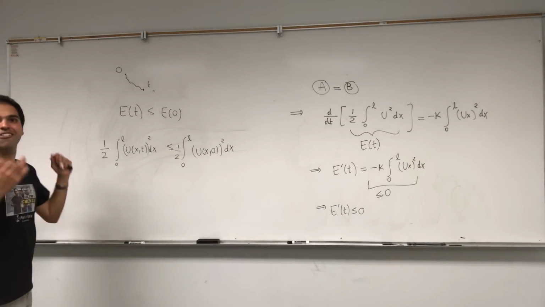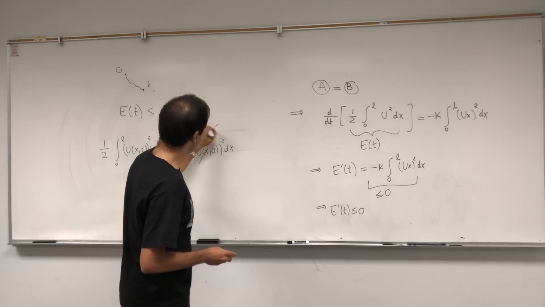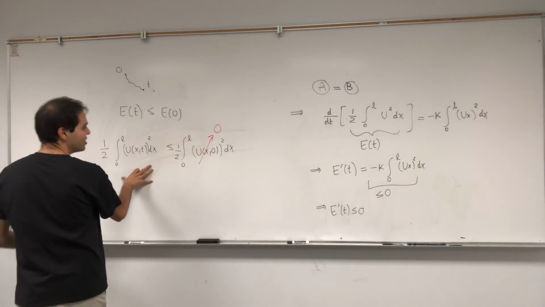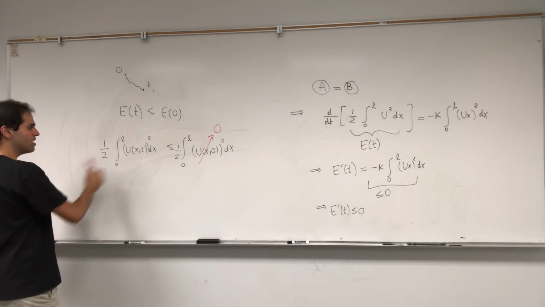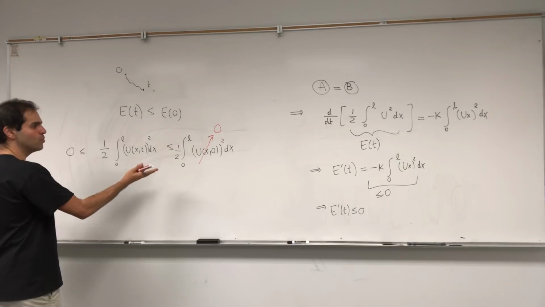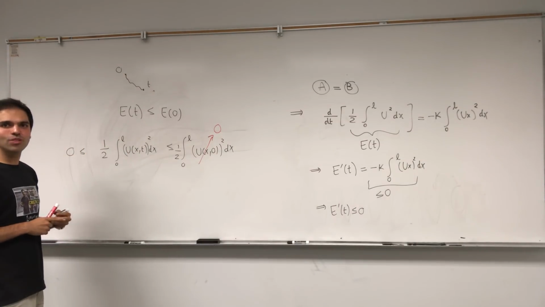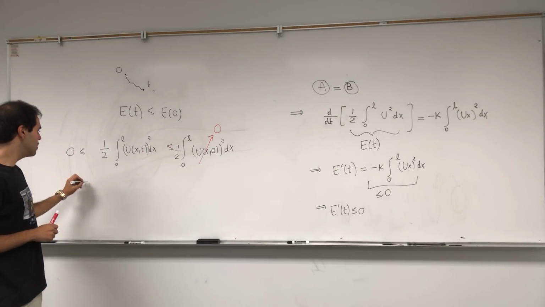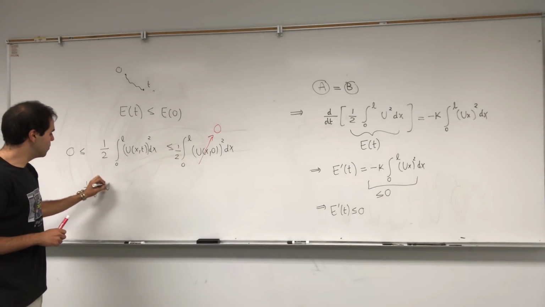But now we use the initial conditions. You know that u(x,0) is 0. So this energy is less than or equal to 0, but notice this is a square. So it's also greater than or equal to 0. So what we know basically is that the energy is squeezed between 0 and 0, so the energy itself must be 0.